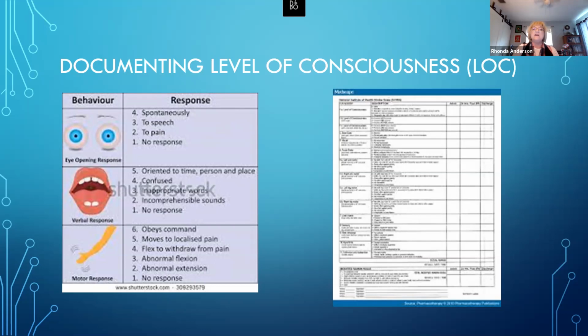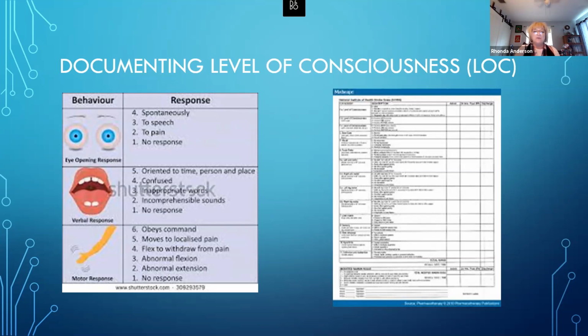So we're assessing them in 3 areas. Eye-opening response: they get 4 points for opening them spontaneously, say when you walk in the room. If you call their name, they open their eyes, that's 3 points for speech. They get 2 points if they open their eyes to a noxious or painful stimulus. If they don't open their eyes to any type of painful or noxious stimulation, they get a 1.